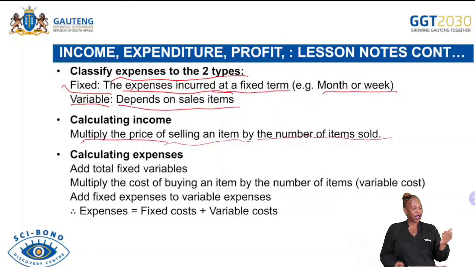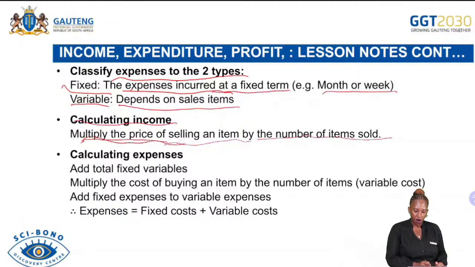So now, if I'm selling a pen for 5 rand, and I sell only 2 pens, it means my income will be what? 10 rand. It will be the selling price for 1 pen, which is 5 rand, multiplied by the number of pens that I sold, which is 2. Then my income will be 10 rand. If I sell 3, then it will be 5 rand multiplied by 3 pens, then I will get 15 rand, and so on. So that is why we say when we calculate the income, we multiply the price of selling an item by the number of items sold.